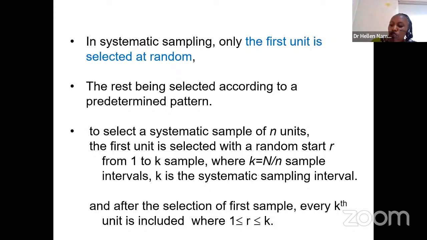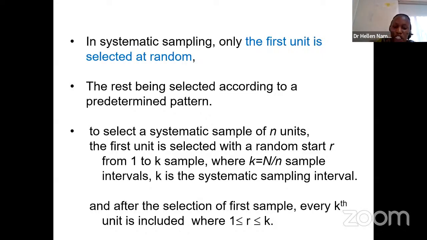Most of the time, you know what your N is, that is the population size, and you know the sample size n you want to pick from the population. So for you to come up with the systematic sampling interval, this will be equal to the population size over the sample size that you want. And then the systematic sampling interval that you get will be the one to give you the pattern that you're going to follow.